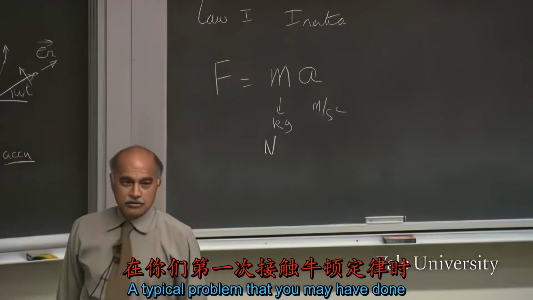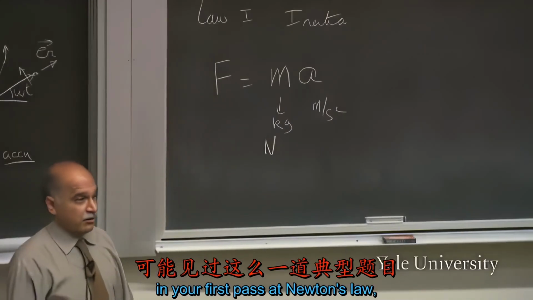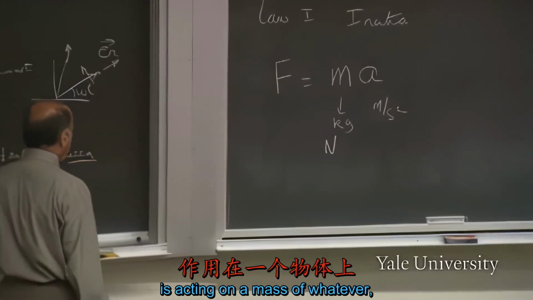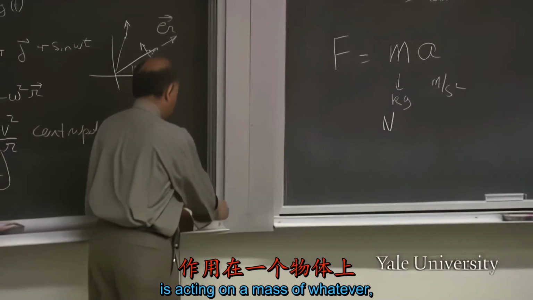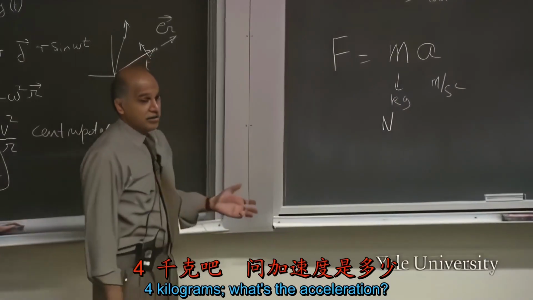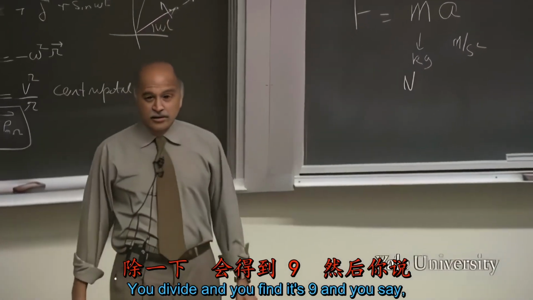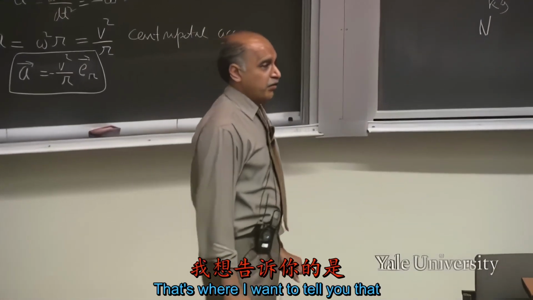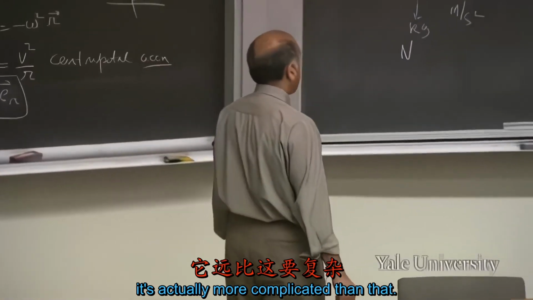So a typical problem that you may have done, in your first pass at Newton's law: someone tells you a force of 36 newtons is acting on a mass of, whatever, 4 kilograms, what's the acceleration? You divide and you find it's 9, and you say, okay, I know what to do with Newton's laws. That's where I want to tell you that it's actually more complicated than that.